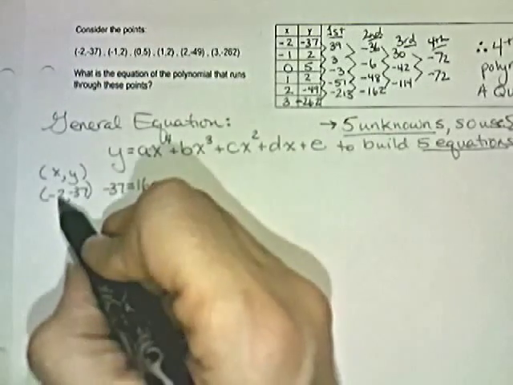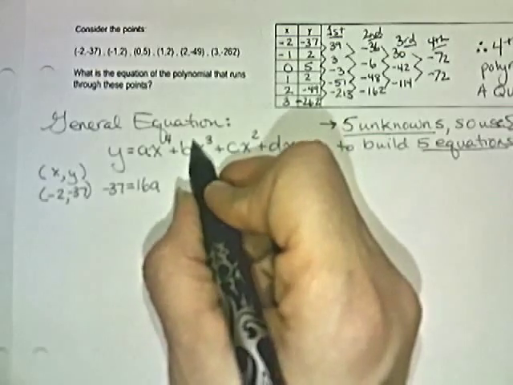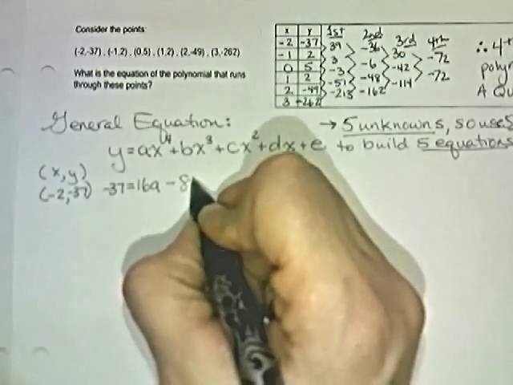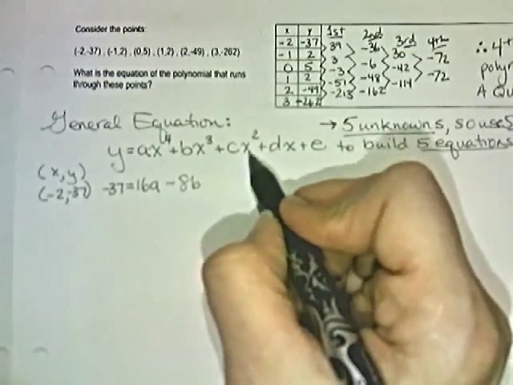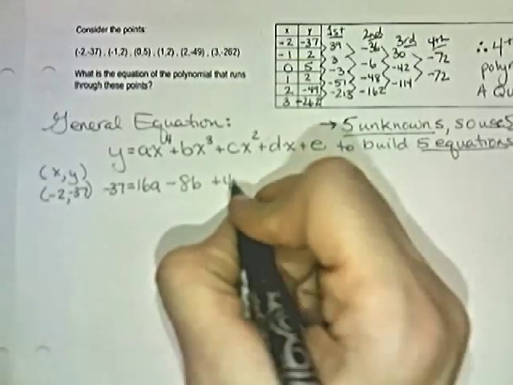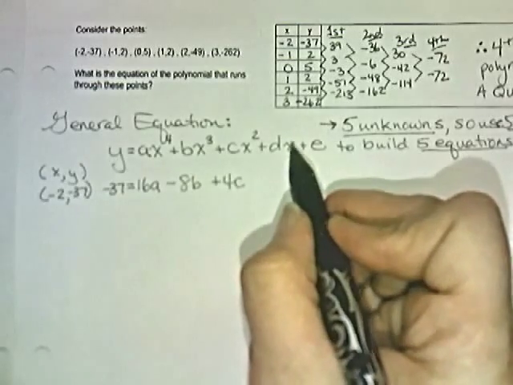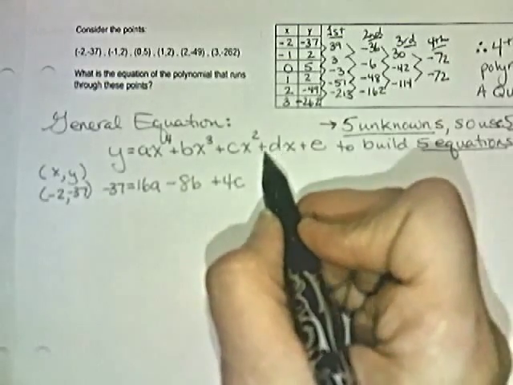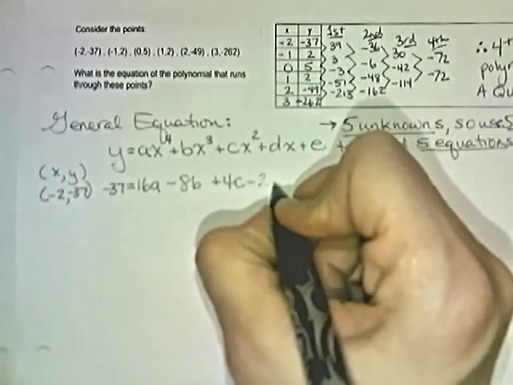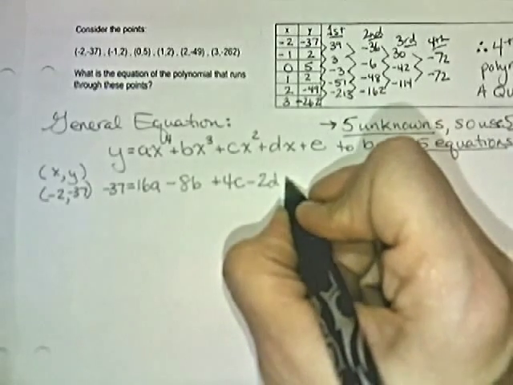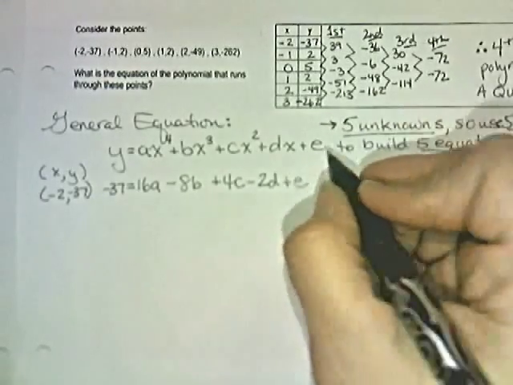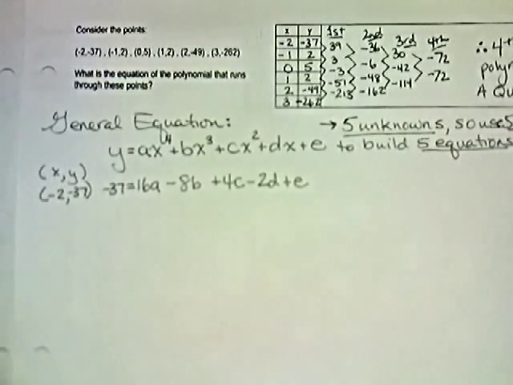If I cube that X value, I'll get -8 with my B. If I square that -2, I'll have +4 with my C. If I have my X value, which is -2, times my D, then I would have -2D. And finally, I would have this E at the end with no X being multiplied.